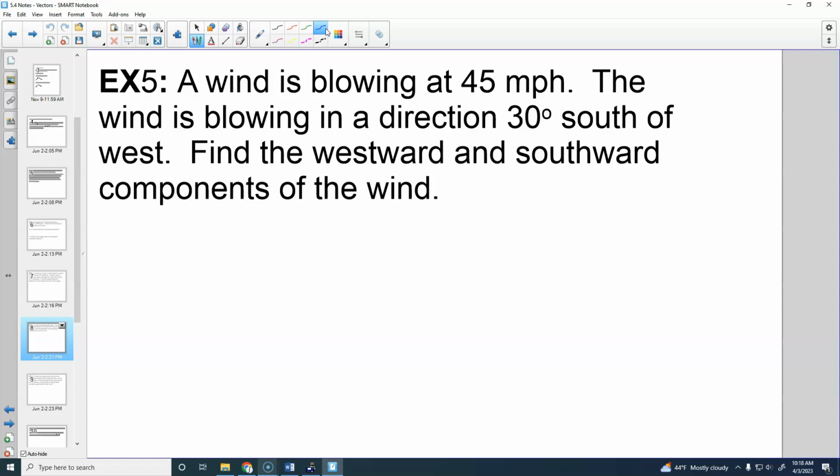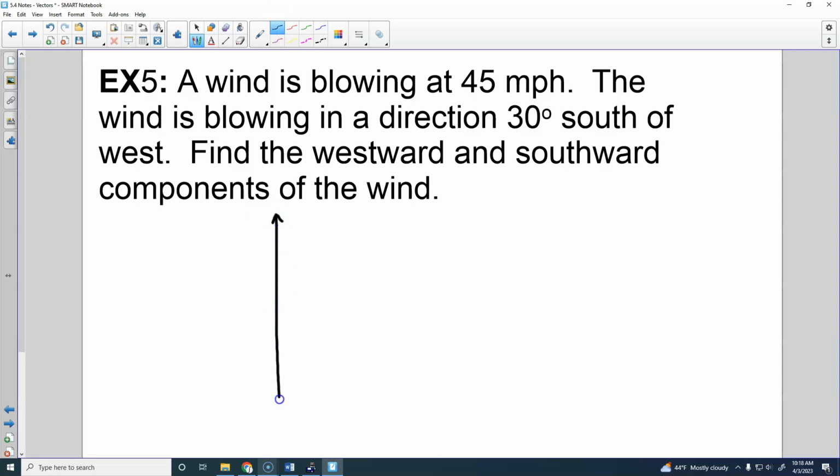Okay, so we're going to draw a vector for this wind, and then we have to break it down into the westward and southward components. So anytime you have one that involves north, south, east, west, you want to start off with your north, south, west over here, east over here. Make sure you know your directions well. So wind is blowing at 45 miles per hour. The wind is blowing in a direction 30 degrees south of west.